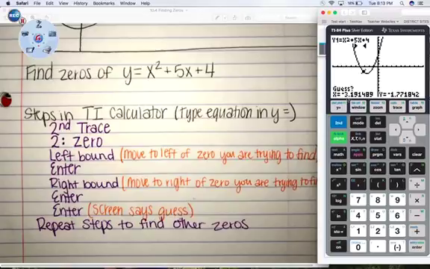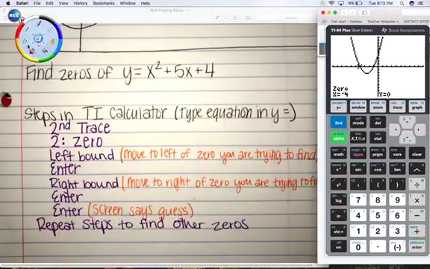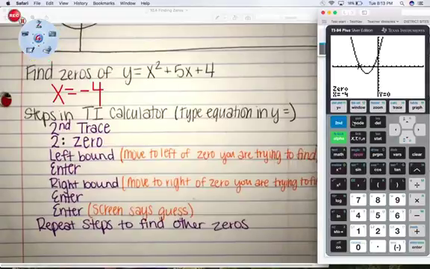Notice it says guess. That guess is never right. I don't know why TI calculators have it, but it always does. And hit enter one more time. So now it says the zero is at -4. So my first zero is at x equals -4. And then we're going to do the steps to find the other one. Notice it says at the bottom, repeat steps to find other zero.